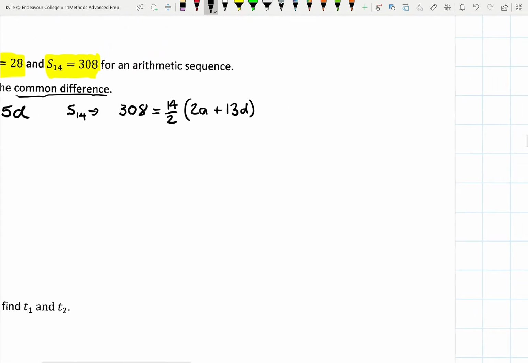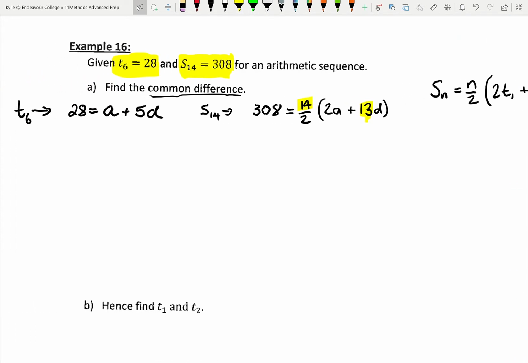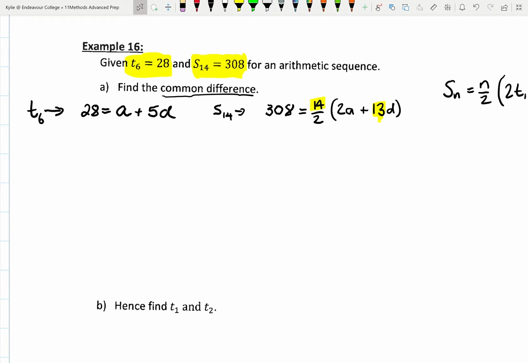If you're not sure where that came from, it's using the formula Sn equals n on 2 outside of 2 times the first term plus n minus 1 lots of d. So you can see that n is 14 and n minus 1 is 13. So that's where that has come from. From here, we've got 2 equations and 2 unknowns, so what we can do is rearrange them so that they can be set equal to each other.